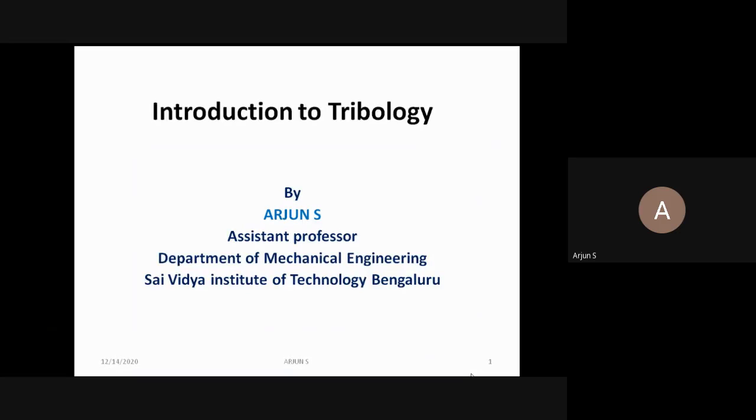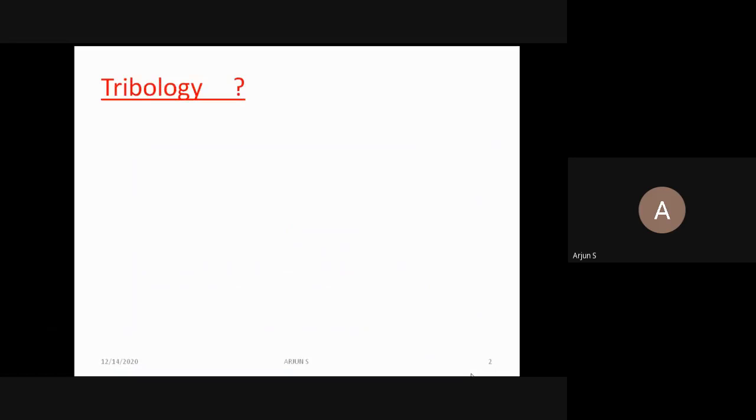In today's session, I'm going to talk about Introduction to Tribology and Bearings. To start with, what is tribology? The word tribology is derived from a Greek word tribos, which means rubbing processes. Tribology is defined as the science and technology of interacting surfaces which are in relative motion, and it is related to subject and particles.